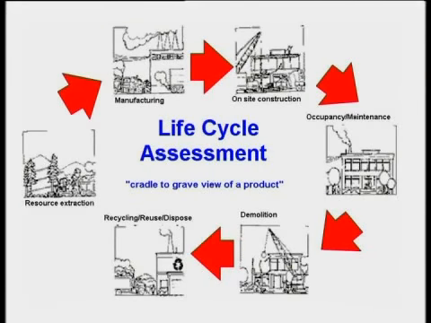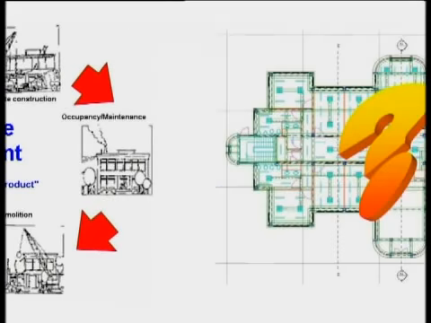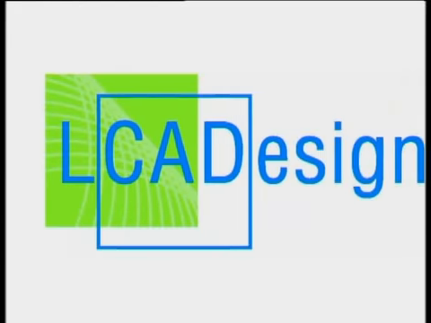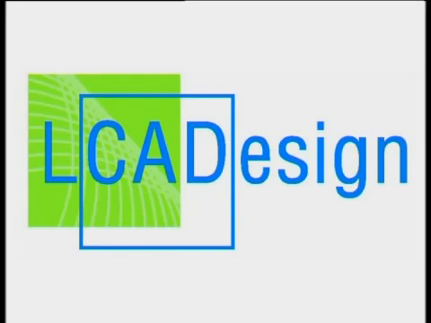LCA provides a systematic approach to measuring resource consumption and environmental impacts associated with products, processes and services. Designers need a tool that is quick and easy to use that provides a detailed environmental analysis at the design stage. The Australian Cooperative Research Centre for Construction Innovation has developed LCADesign to meet this need. LCADesign is an automated eco-efficiency design tool for commercial buildings.